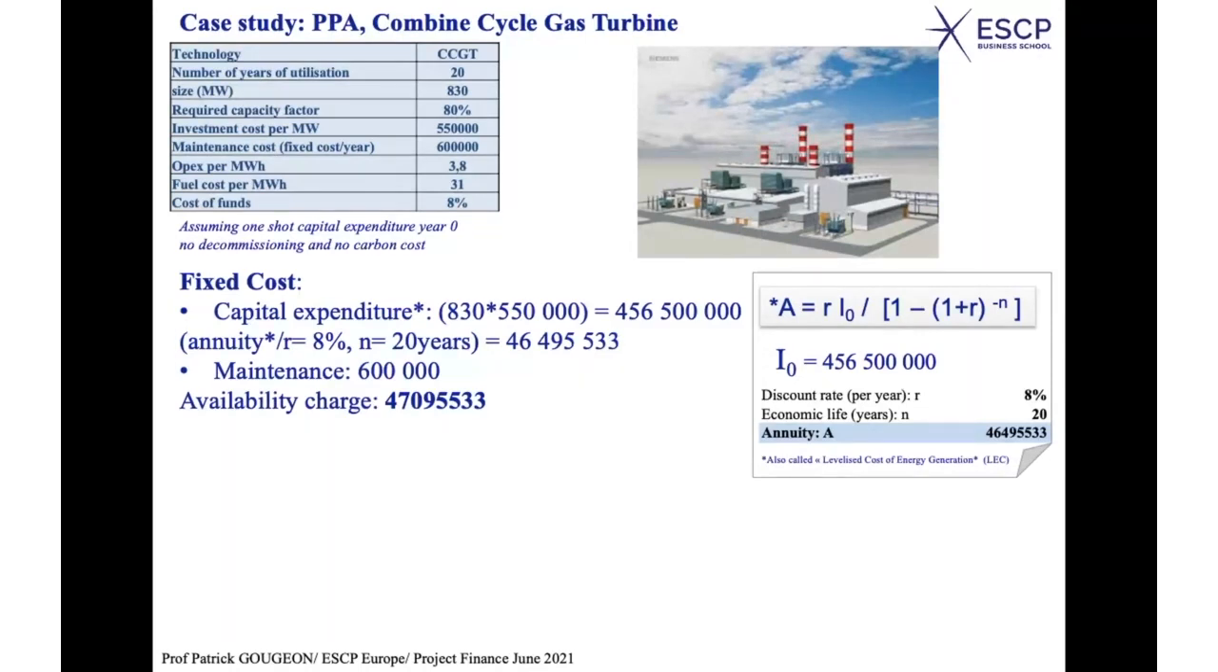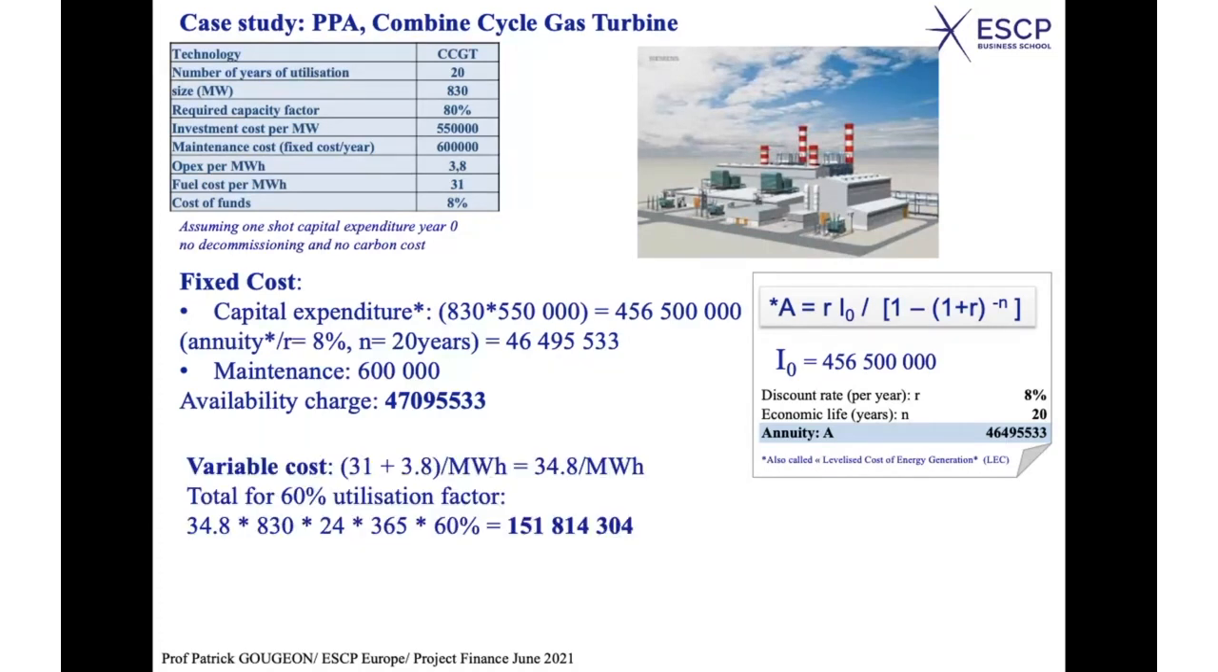47,095,533, including the annuity plus the maintenance. Now, what about the variable cost? What do you pay per megawatt hour? 31 for the fuel cost and the other operating expenses, which is 3.8. In other words, 34.8 per megawatt hour.